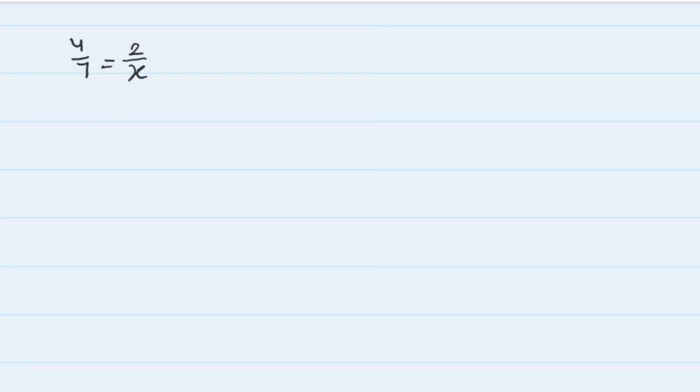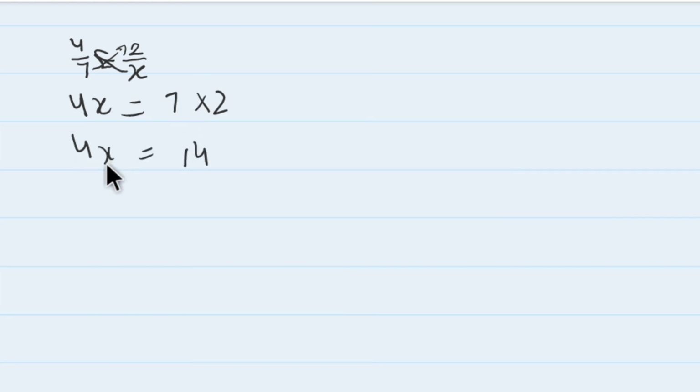Now we solve proportion equations by cross multiplication. First, we will multiply the denominator of one fraction to the numerator of the other. That is x multiplied by 4, 4 multiplied by x. Similarly, we will multiply the denominator of one fraction to the numerator of the other, 7 times 2. So 4x is equal to 7 times 2, which is 14.